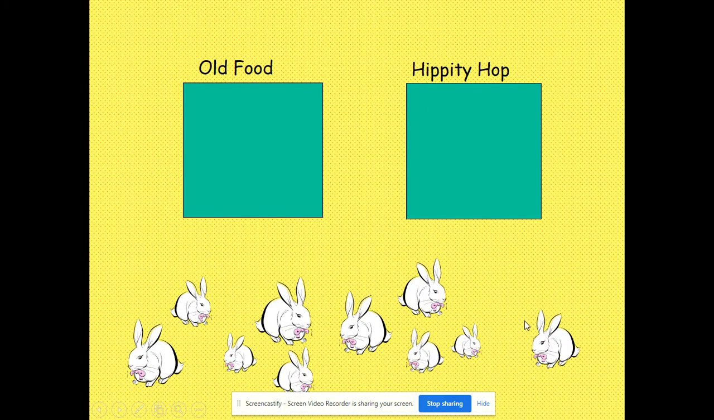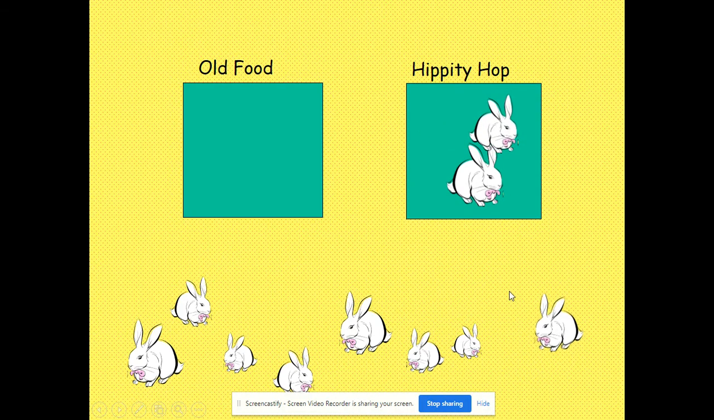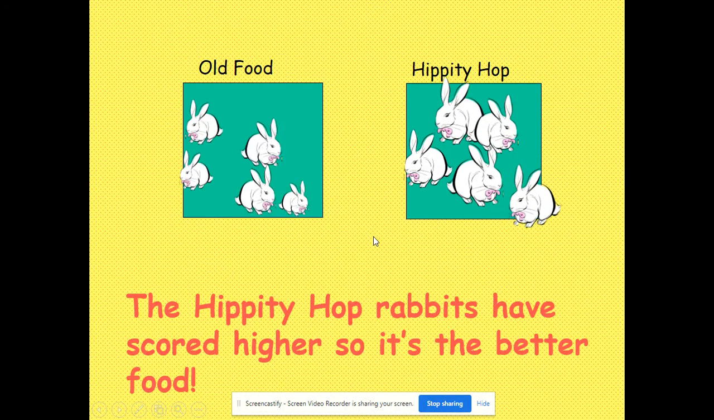So now I go out there and get more rabbits, and I've got to decide who gets which. The first 5 rabbits that I catch are going to get the new food, and the remaining 5 will get the old food. So I go through this process: the first 5 that I catch go here, the rest of them go over here. At the end, the ones that I gave the Hippity Hop rabbit food to end up scoring higher, so it's better. Am I good at that point?